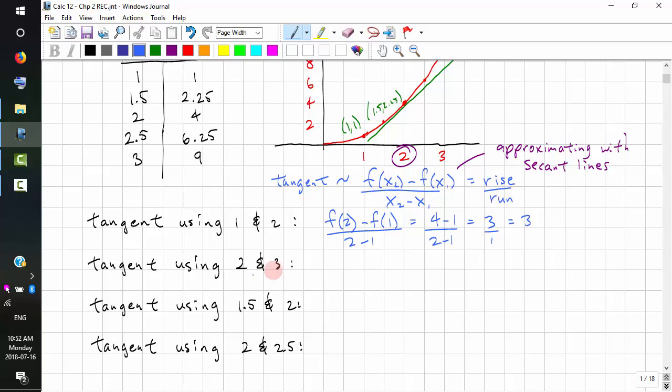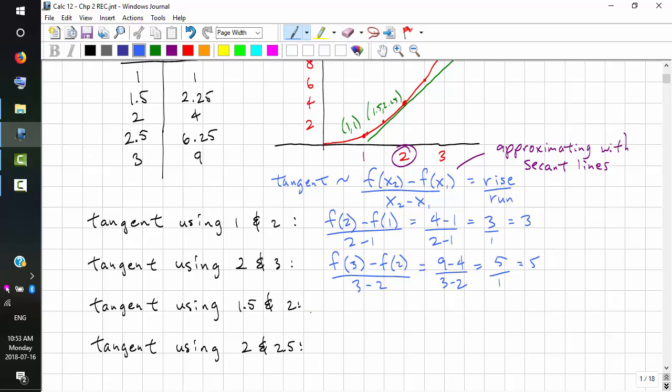Okay, let's use another point, 2, 3. So we look at 2 and 3 here in the table. So f of 3 minus f of 2 over 3 minus 2. So that is 9 minus 4 over 3 minus 2. That's 5 over 1, and that's 5. It doesn't matter if I use the smaller number first or second, as long as we don't end up with negative signs.